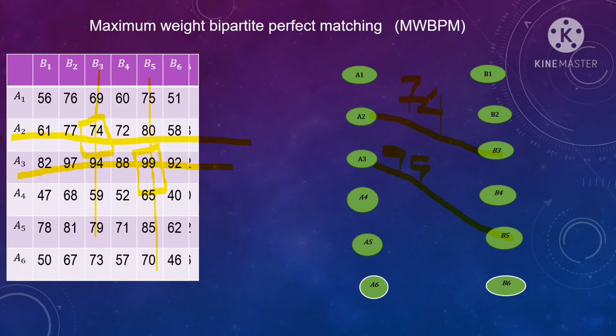E1 to B4. Sorry, E1 to B4. Oh, this is the B4. The number that we need to find is 60. Where's the 60 there? This. E1 to B4. The center number that we need to find is 60.